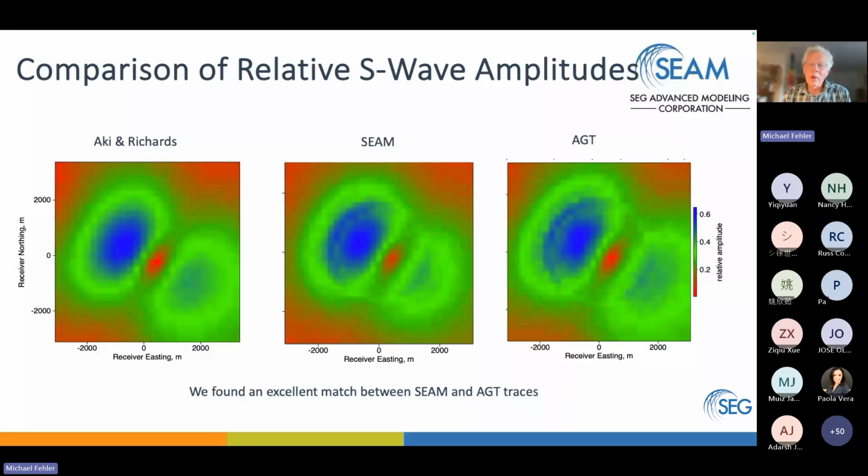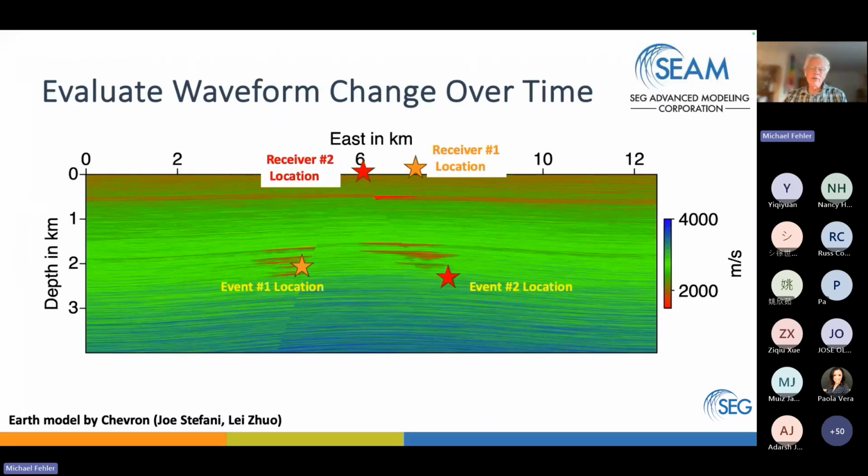A quick look at some of the waveforms. I'm going to show you two waveforms from two events. And actually, we're just going to look at one component of the moment tensor for an event that occurred here and a receiver that's up here. So the propagation path is not going to be a straight line between source and receiver. It probably goes somewhat through this eastern deeper reservoir, but it definitely goes to this eastern shallow reservoir.